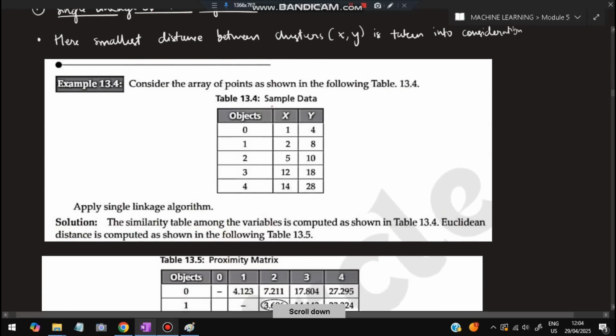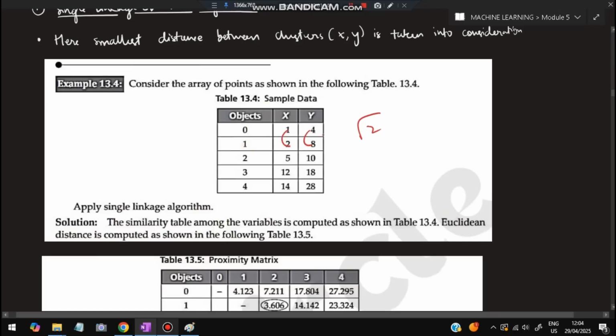If you select the minimum distance, take an example: the objects are given, object 0, object 1, object 2, object 3 and object 4, and the x and y values are given for each of these. Now you have to find out which values are most closely related. Object 0 to object 1, what's the distance? How do we calculate distance? By using the Euclidean distance. So 1 minus 2 square plus 4 minus 8 square, that's the square root.